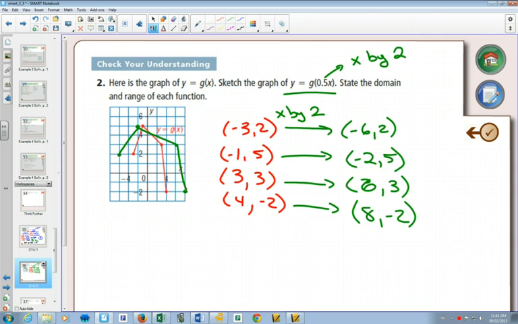You might notice that the y-intercept is the one point that stays the same, even though we didn't label that point. If you had an x coordinate of 0, when you multiply it by 2, it'll still be 0. So that point wouldn't change.